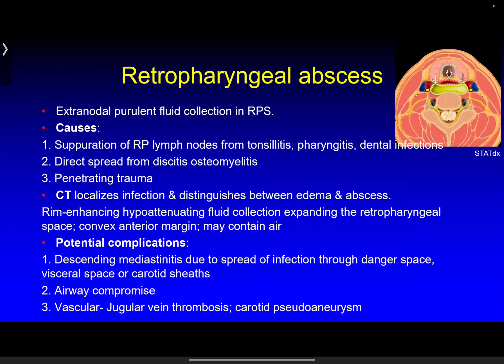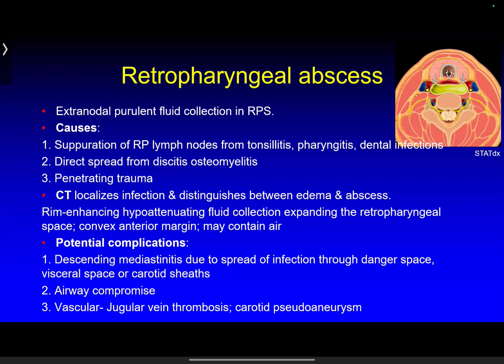So retropharyngeal abscess is basically an extranodal purulent fluid collection in the retropharyngeal space. It may be due to suppuration of retropharyngeal lymph nodes from tonsillitis, pharyngitis, or dental infections. It can also be due to direct spread from discitis osteomyelitis, or it can be due to penetrating trauma with inoculation of the retropharyngeal space by bacteria, such as the infamous popsicle stick accident. CT localizes the infection and distinguishes between edema and abscess.